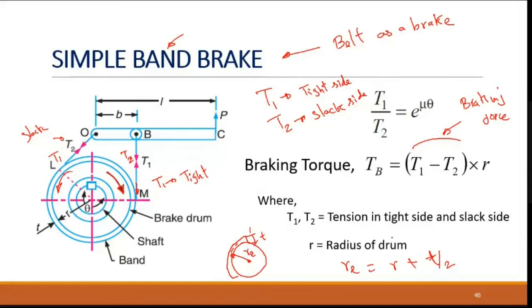Usually we neglect the thickness. Sometimes they give the thickness of the belt, and if they give the thickness, you have to identify Re. If the thickness is not given, you always directly consider R. You don't need to consider Re, right? So you can identify the value of this.